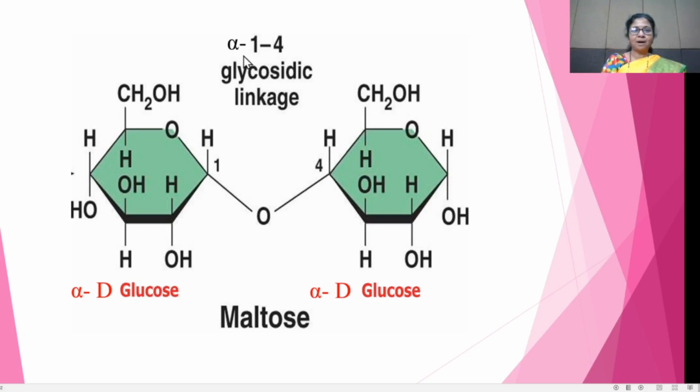Therefore, it is the alpha 1,4 glycosidic linkage. Both OH groups are from the alpha side. An H2O molecule is removed, and these two molecules are bonded by this oxygen atom, which is called the glycosidic linkage. This alpha 1,4 glycosidic linkage is present in maltose.